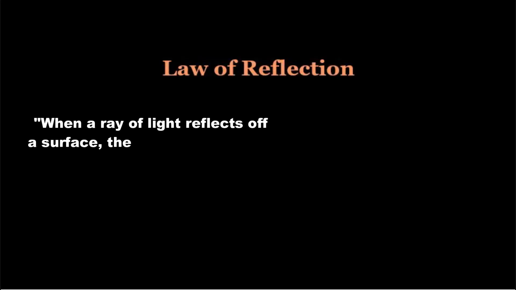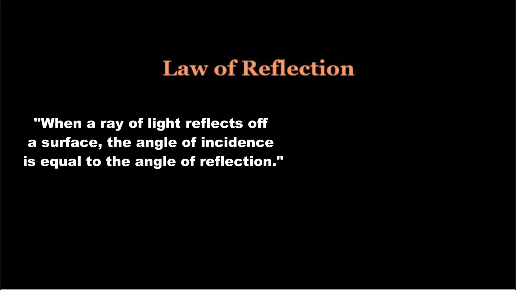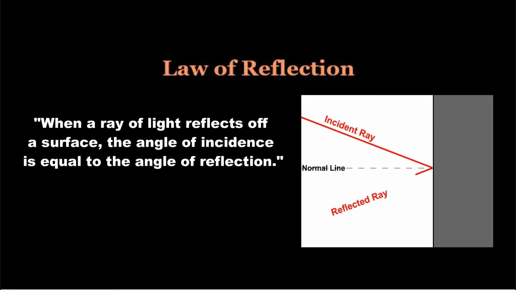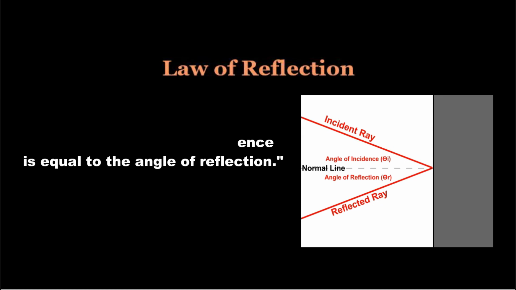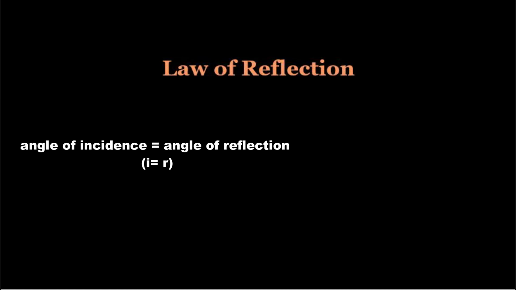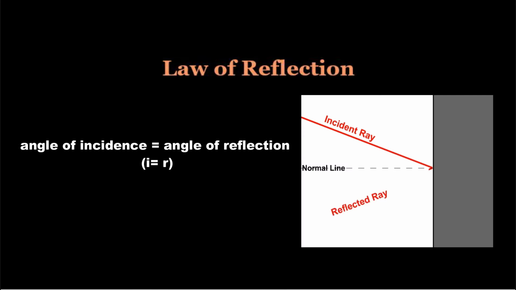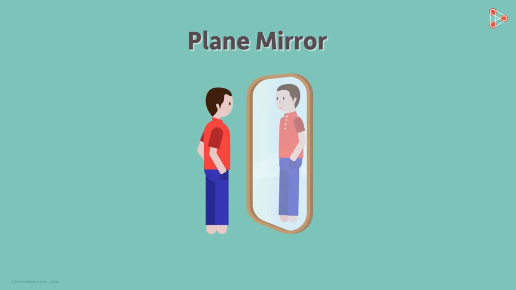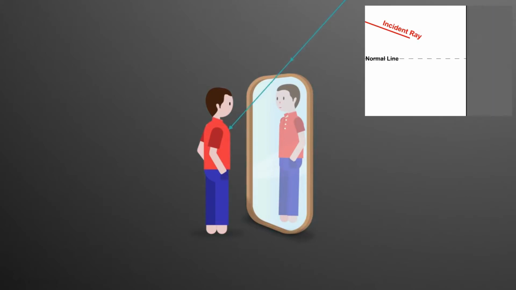The law of reflection states that when a ray of light reflects off a surface, the angle of incidence is equal to the angle of reflection. Angle of incidence equals angle of reflection, i equals r. How the eye sees an image in a plane mirror? The diagram shows that the light reflects off the mirror in such a manner that the angle of incidence is equal to the angle of reflection.